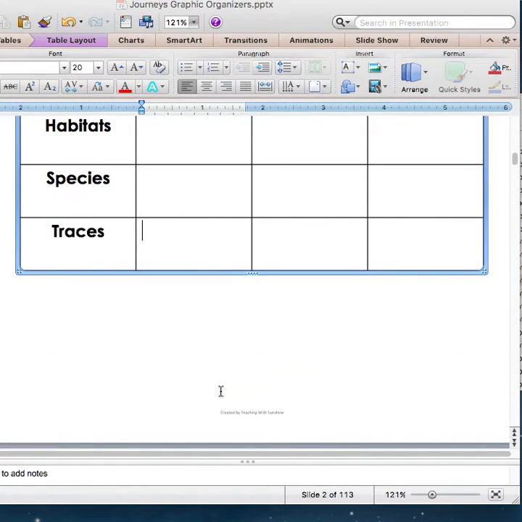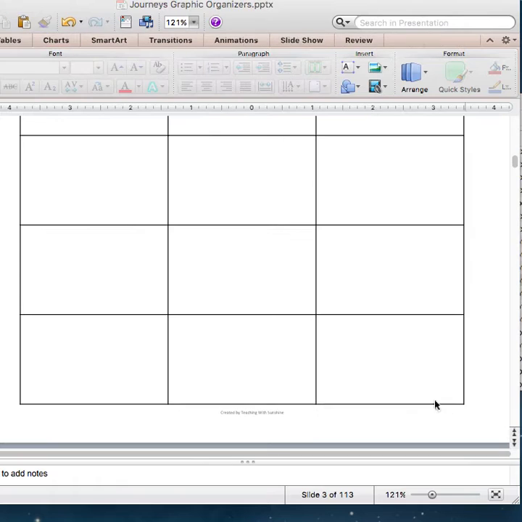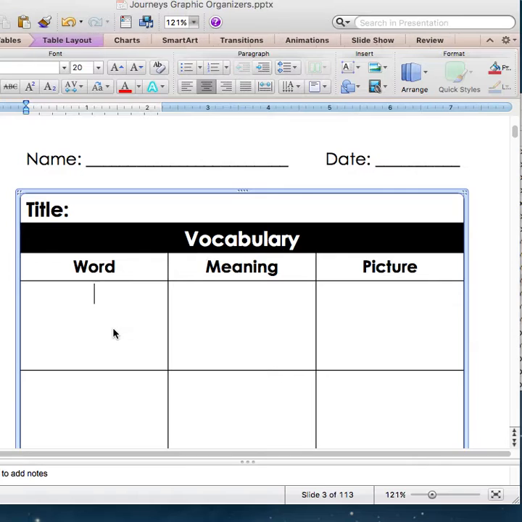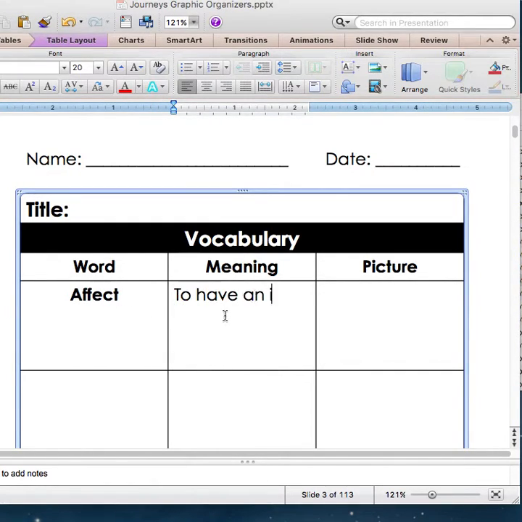Next, you'll go to your graphic organizer that you'll put in your glossary. Our first word is effect. Effect means to have an influence on something. So make sure you copy these down into your graphic organizer. And then you can draw a picture that will help you remember what this word means.